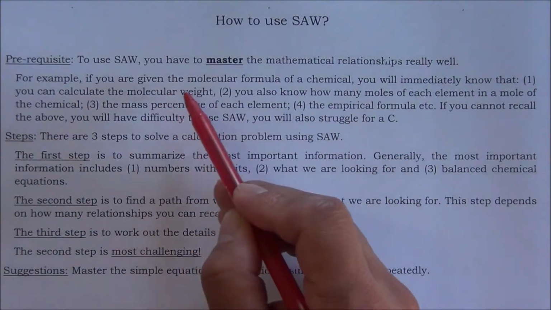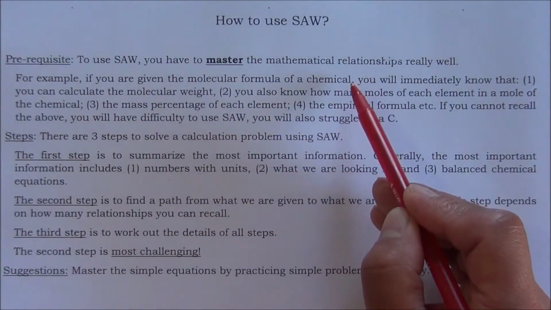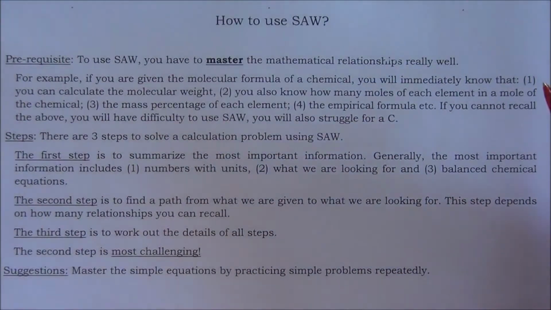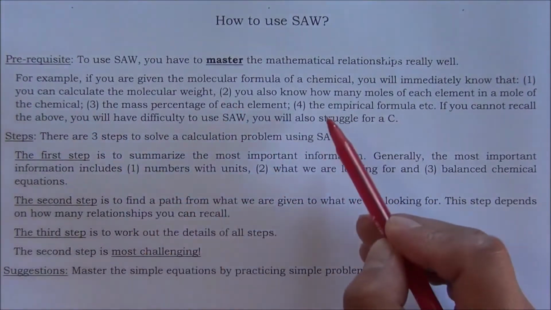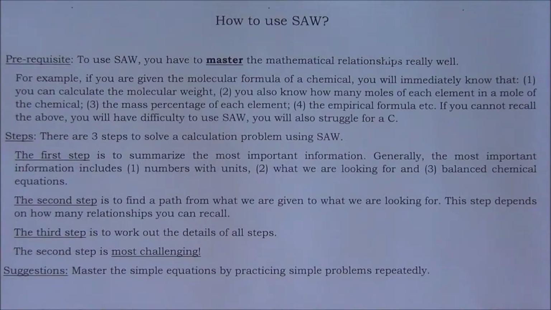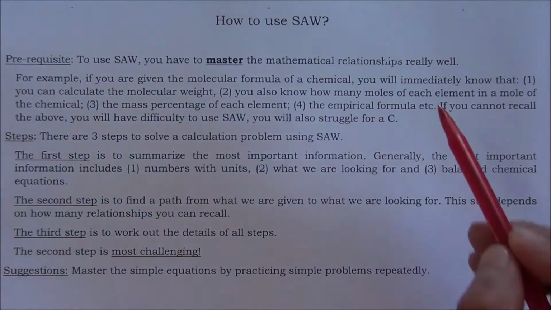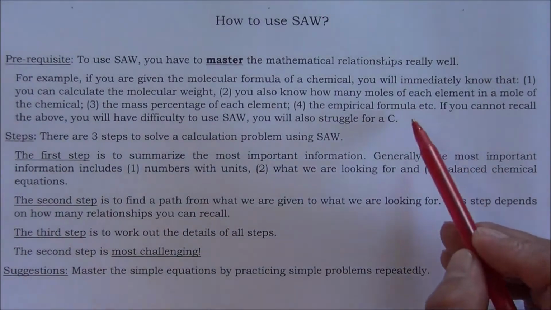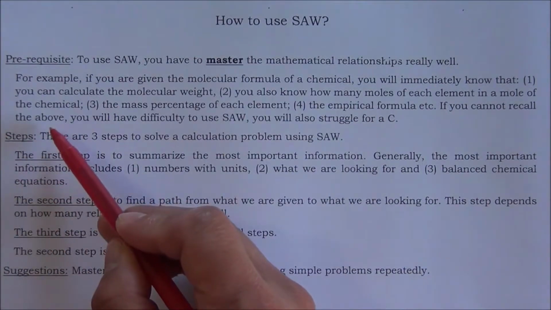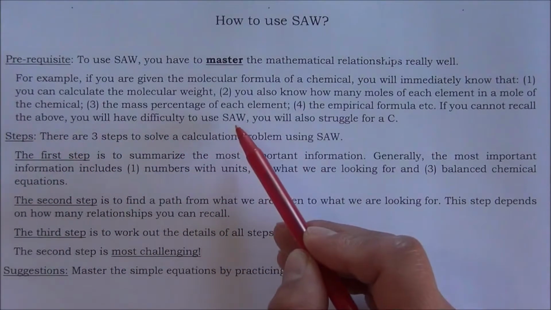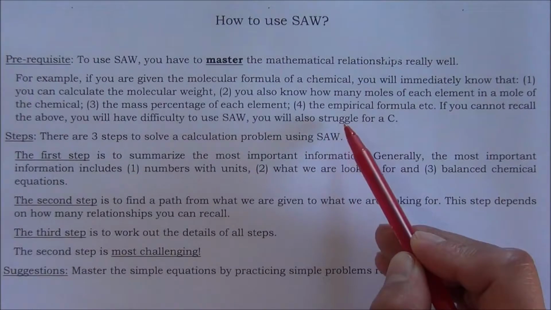If you are given the molecular formula of a chemical, if you can recall, you can do these 4 different things from the molecular formula. That means you know it really well. If you cannot recall the above, you will have a difficulty to use SAW. You will also struggle for a C.